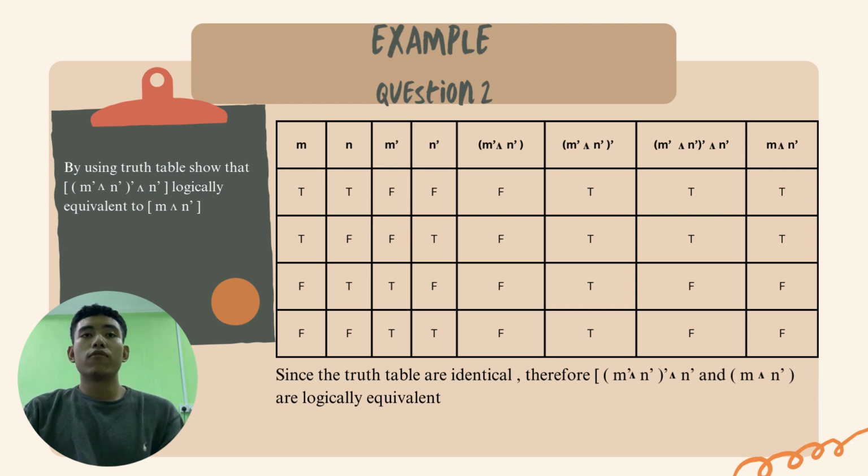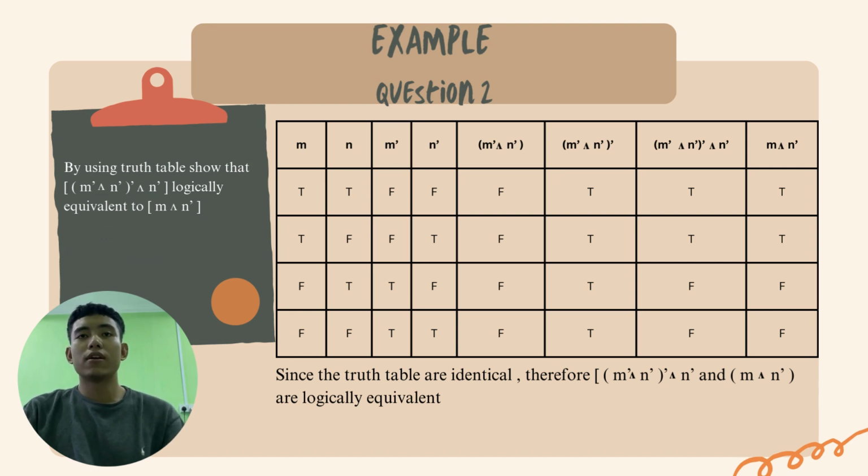M is true, true, false, false. N, true, false, true, false. Negation of M, false, false, true, true. Negation of N, false, true, false, true. Negation of M and negation of N, all false. Then negation of the bracket, all true. Then negation of M and negation of N, close bracket, and negation of N, true true false false. The last one, M and negation of N, true true false false.